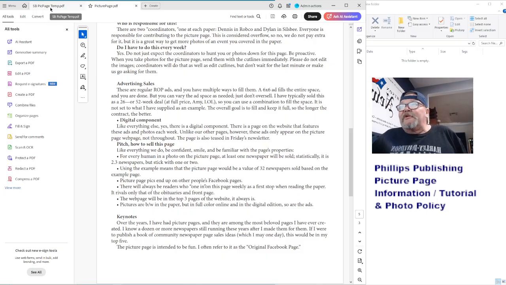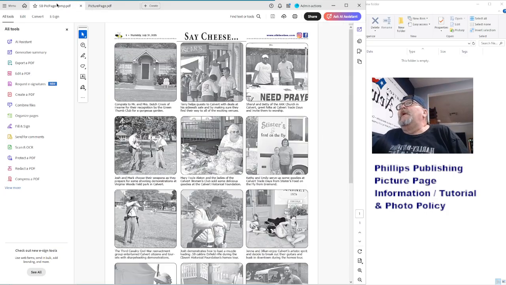No, there are no discounts. Yes, I try to sign them up for as long as I can. Okay? So, confidence, smile, the whole nine yards, and you'll sell this thing out pretty quick. There is a digital component to this. The picture page will have its own page on the website and the ads that go with it. Those ads will not appear throughout the website, they will appear on that page of the website. Okay, so let's take a look at the ads real quick.